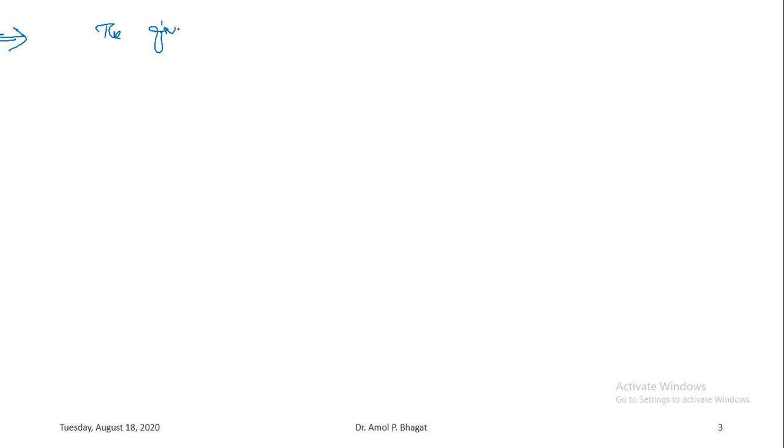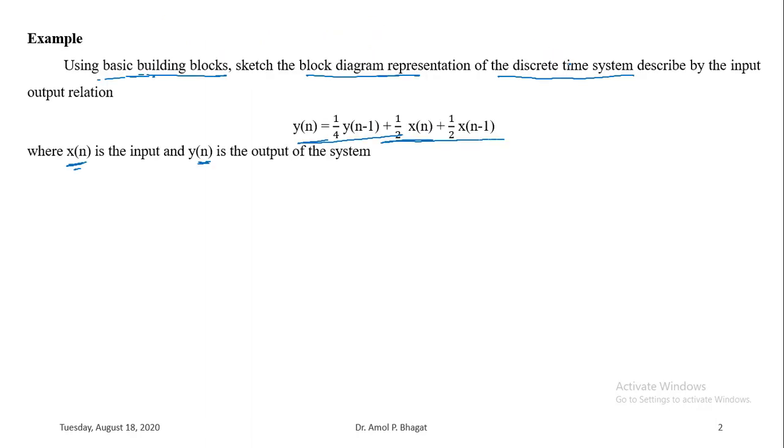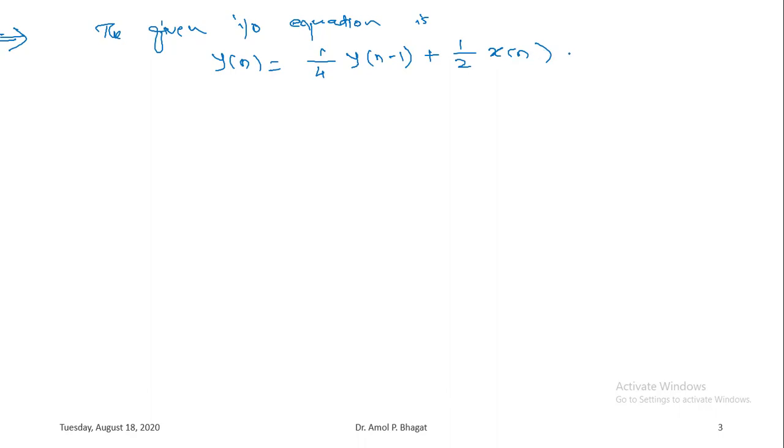The given input output equation is y of n is equal to 1 by 4 y of n minus 1 plus 1 by 2 x of n, right? It is given here, plus 1 by 2 x of n minus 1.